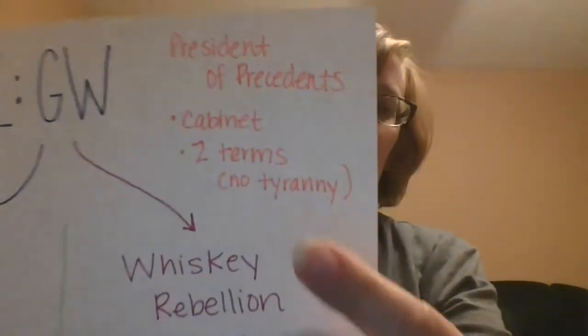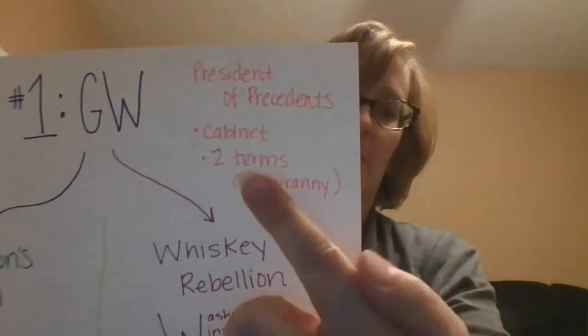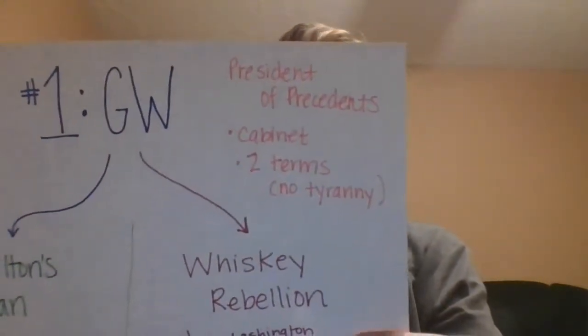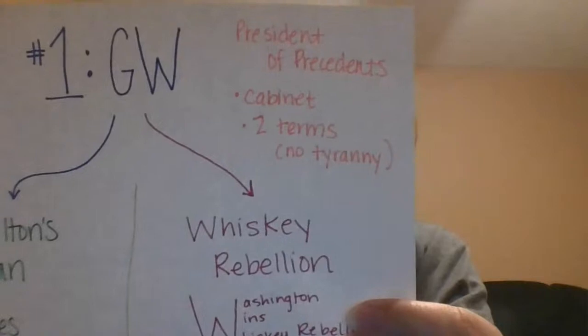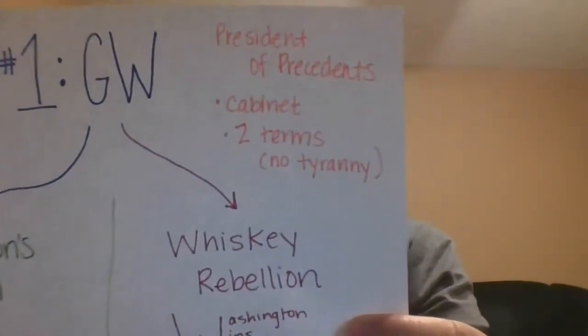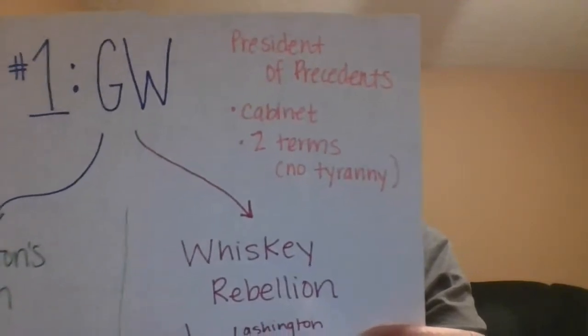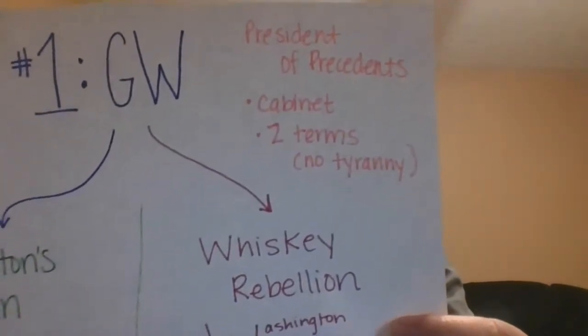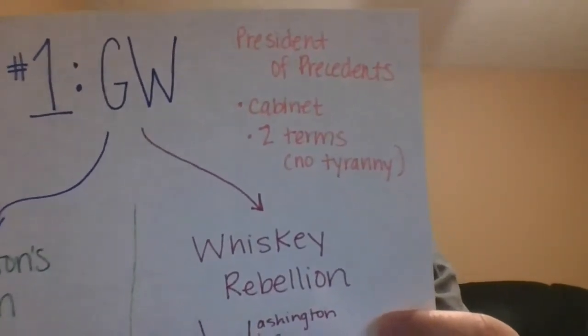Okay, so that's Hamilton's financial plan, and that takes up the bulk of Washington's time. He also does a couple other things. Remember, we call him the president of precedents. He sets up a cabinet, and he's the first person to serve for 2 terms only, and he chooses to step down, and he does that to say no tyranny. So he says, I'm going to step down so nobody becomes a tyrant. Everyone should step down so nobody becomes a tyrant. The reason is because he wants to avoid tyranny.